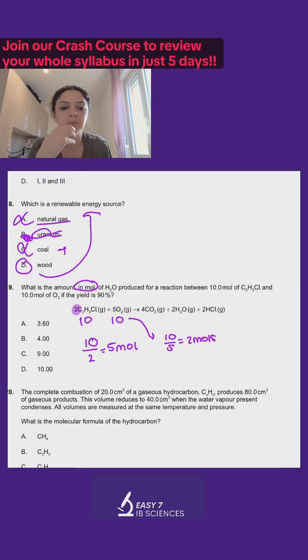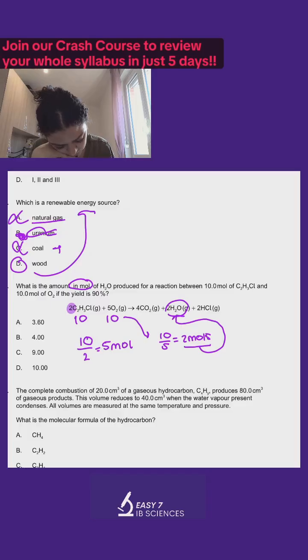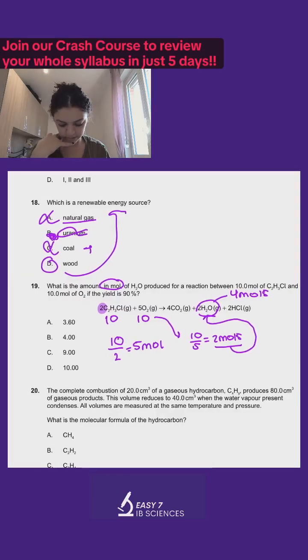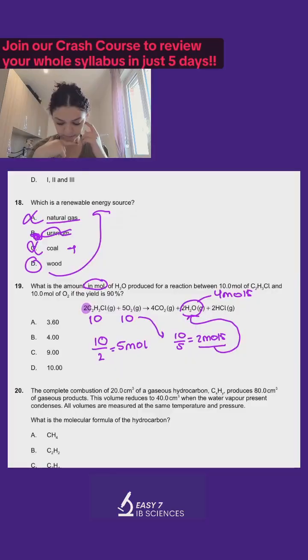So the limiting is what I'm going to use to help determine how much H2O is produced. Okay, so if I have 2 moles here, and I apply that ratio here, that means I make 4 moles of H2O. Now, what is the key thing? The key thing is to remember that the yield is 90%. So I actually have to do another step and take it further.